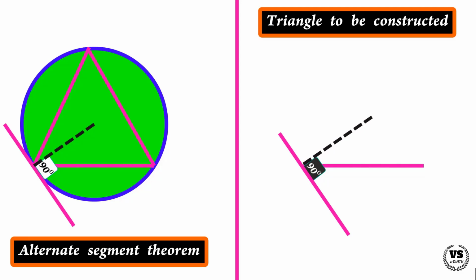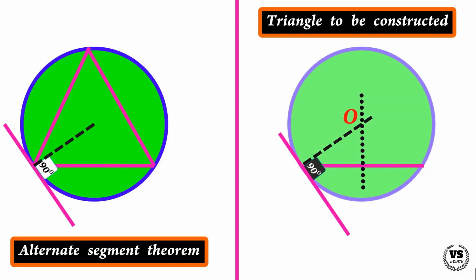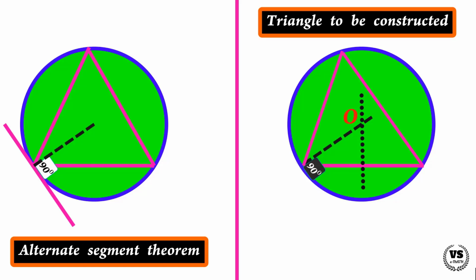Draw the perpendicular bisector to the base of the triangle. The point where the bisector meets the radius is the center of the circle. Finish the circle and then find the third vertex of the triangle using the median or altitude or bisector value given in the problem. Mark the third vertex on the circumference of the circle and complete the triangle.